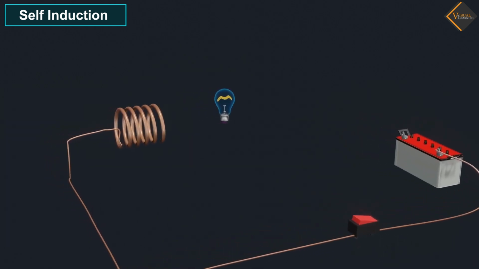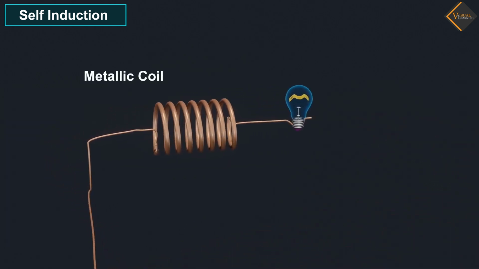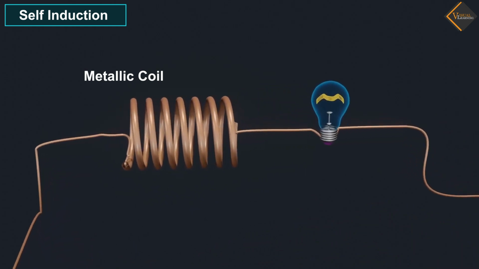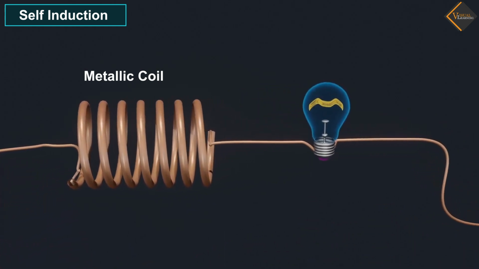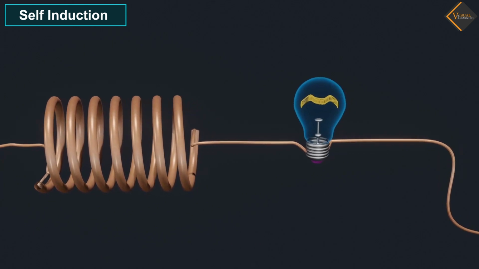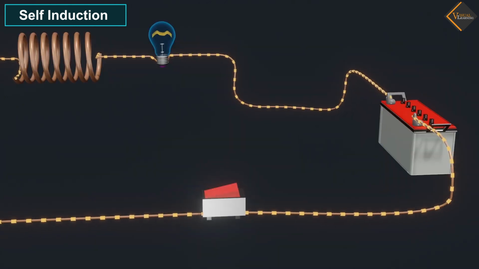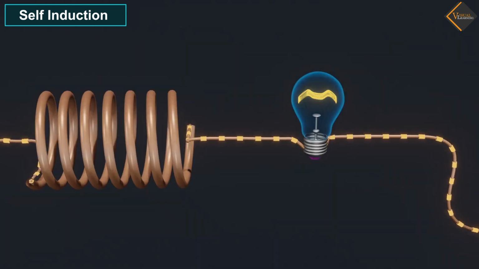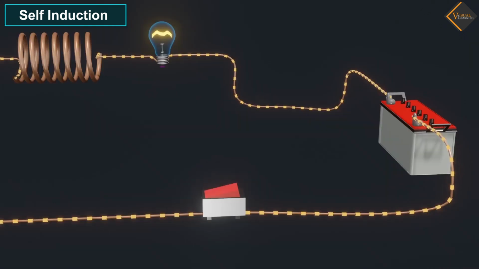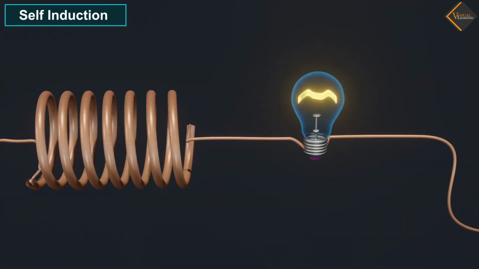Now, let's connect a metallic coil in this circuit. This coil has a certain number of turns and it is connected in series. Now, when we turn on the switch, we notice that the bulb gradually starts to glow. Similarly, when the switch is turned off, the bulb doesn't instantly turn off but gradually dims. Let's understand why this happens.